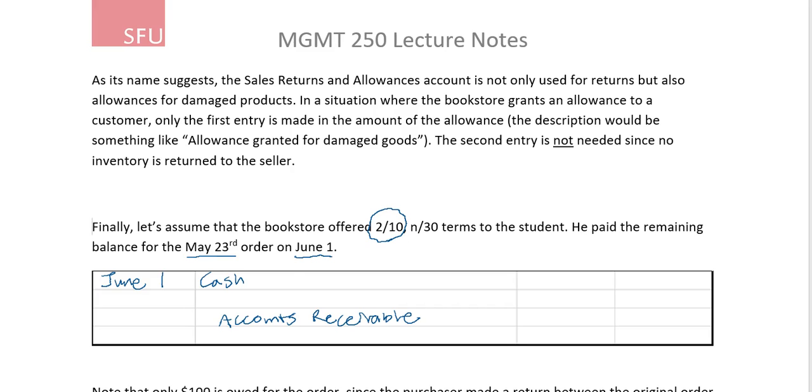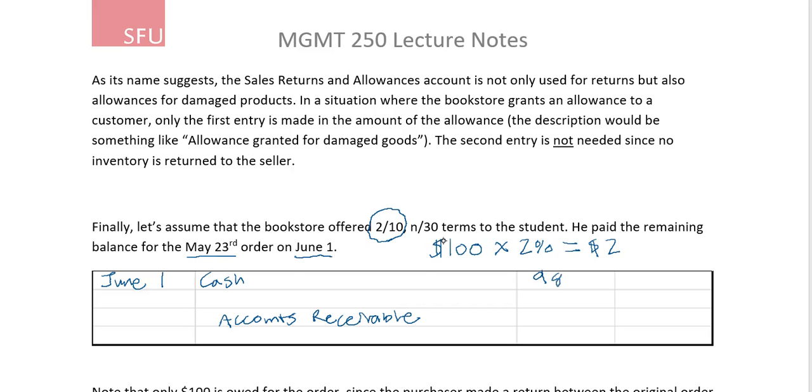So I've gone ahead and set the journal entry up. I haven't worked with numbers yet. So $100 is owed to us after the sale and the return 3 days later. So multiplying $100 by 2% gives us a $2 discount, which we should grant to the student. So now we have an idea of the numbers.